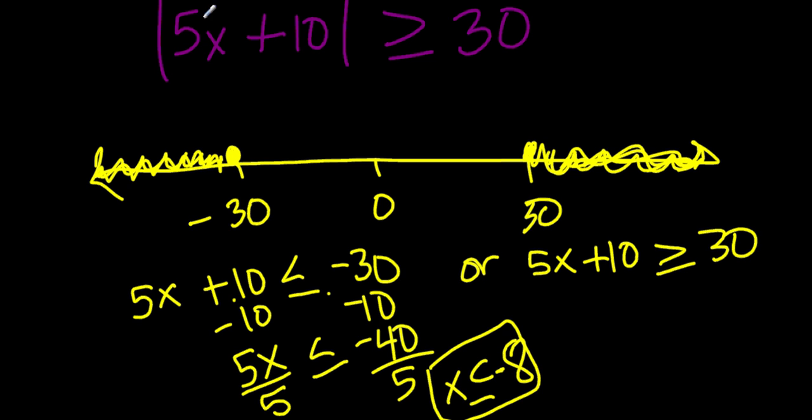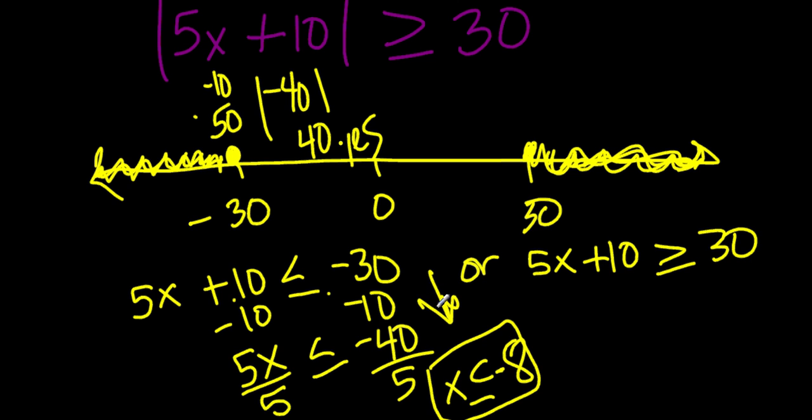Let's try that, fill one in that's less than negative 8 and see if it works, like negative 10. 5 times negative 10 is negative 50. Negative 50 plus 10 will give me negative 40. The absolute value of negative 40 is 40. Is that true? 40 is greater than or equal to 30? Yes, it is. This seems to work as a solution.